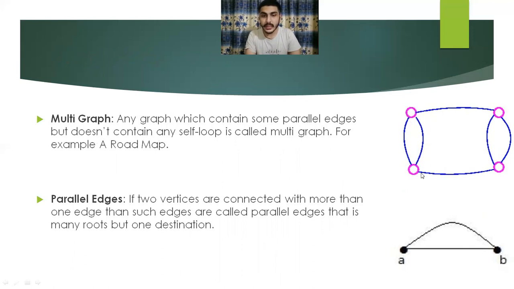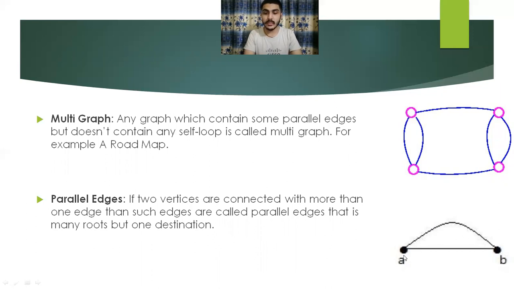Here you can see vertices, two edges from two vertices. These are connecting them, and parallel edges. If two vertices are connected with more than one edge, then such edges are called parallel edges. That is, many routes but one destination.